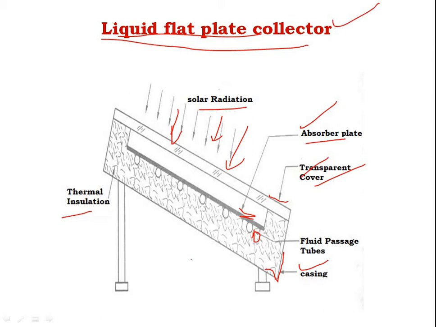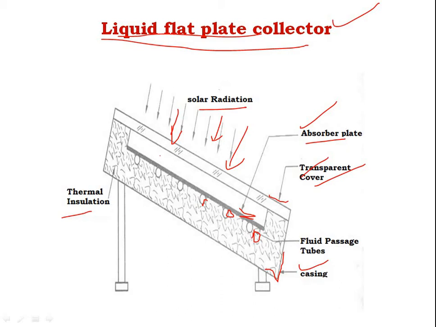Next we will be discussing fluid tubes or channels. You can see at the base the fluid tubes or channels. Fluid tubes or channels are arranged in thermal contact with the absorber plate so that the heat can be transferred from the absorber plate to the fluid in the tubes or channels. Understood?